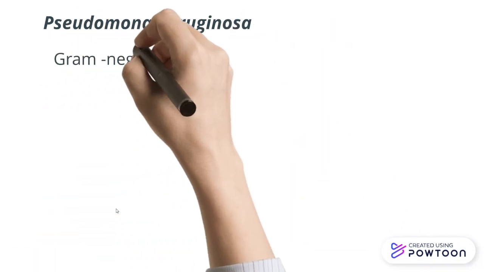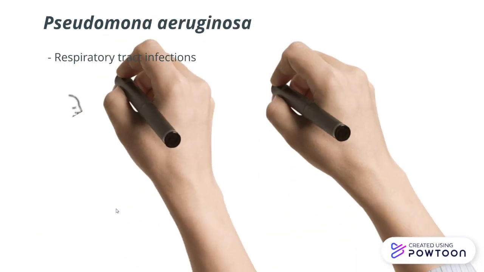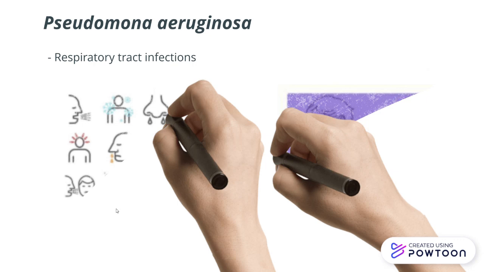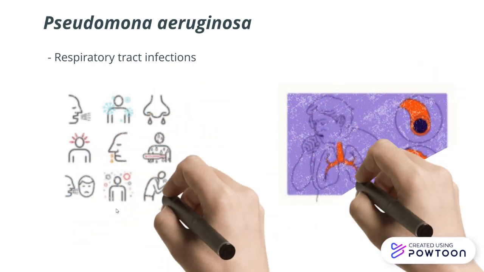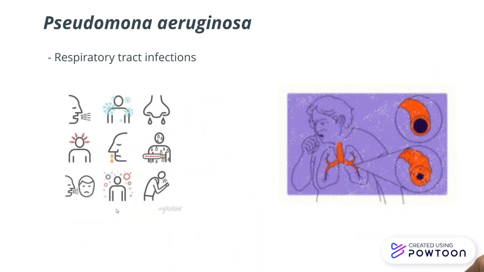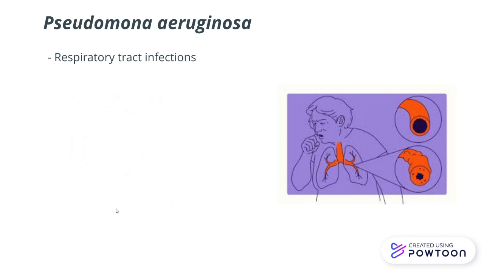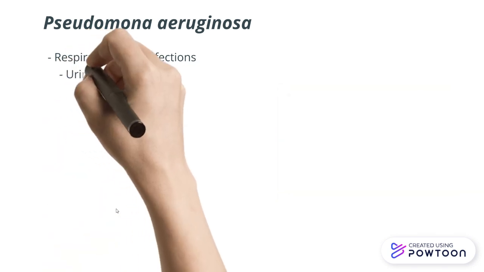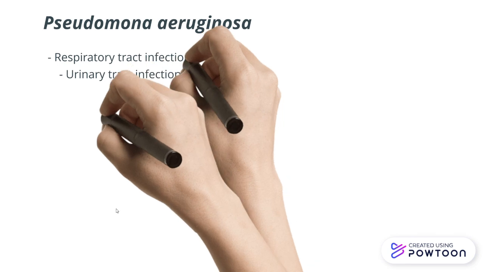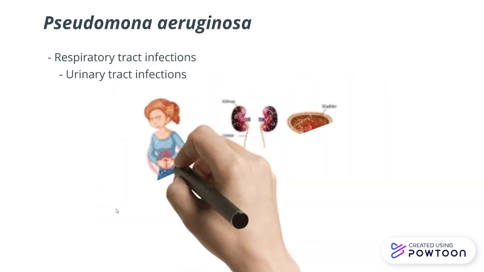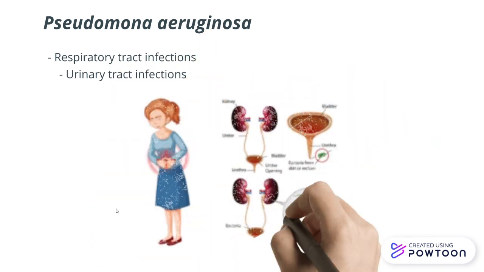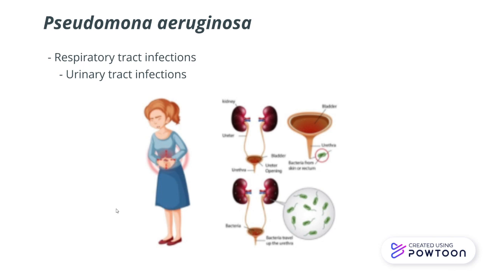Introduction to Pseudomonas aeruginosa. Pseudomonas aeruginosa is a gram-negative bacterium, which means it has a thin peptidoglycan layer surrounded by an outer membrane, giving it a pink appearance under Gram stain. It's also rod-shaped and motile, meaning it can move thanks to its flagella.